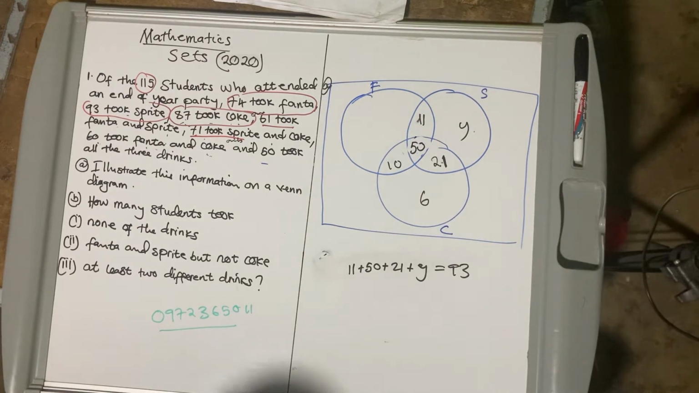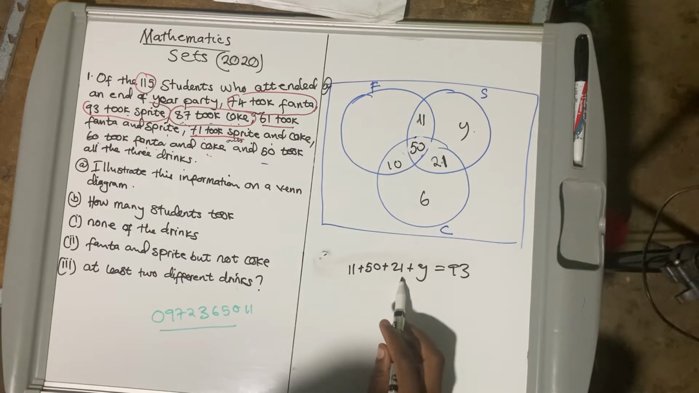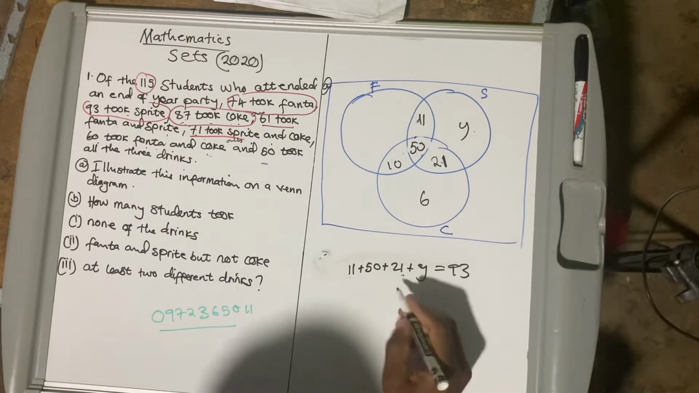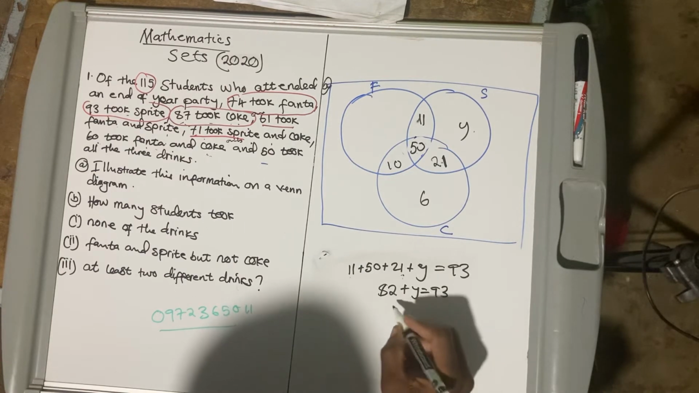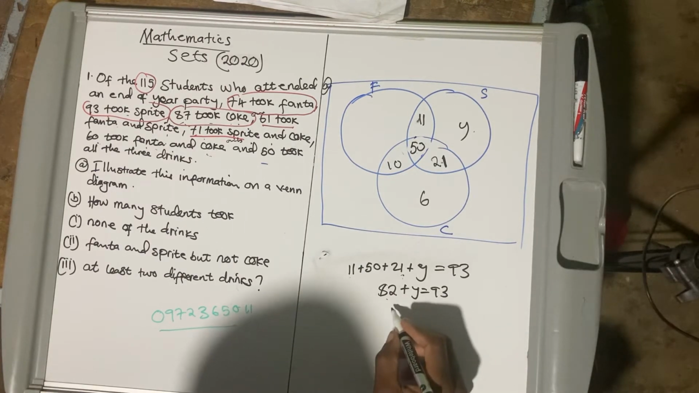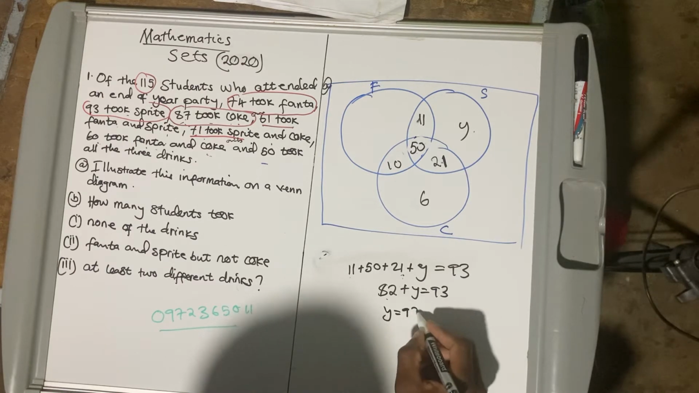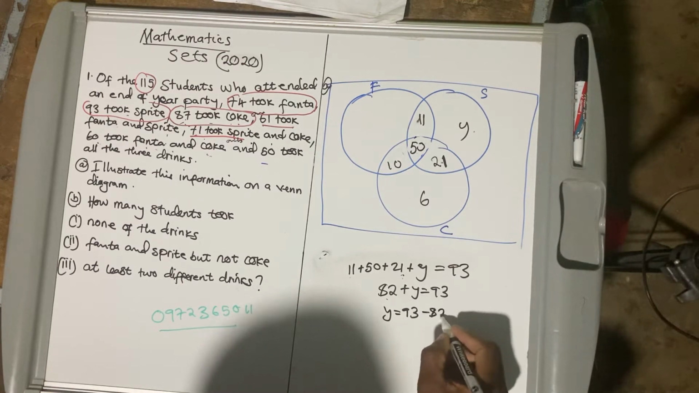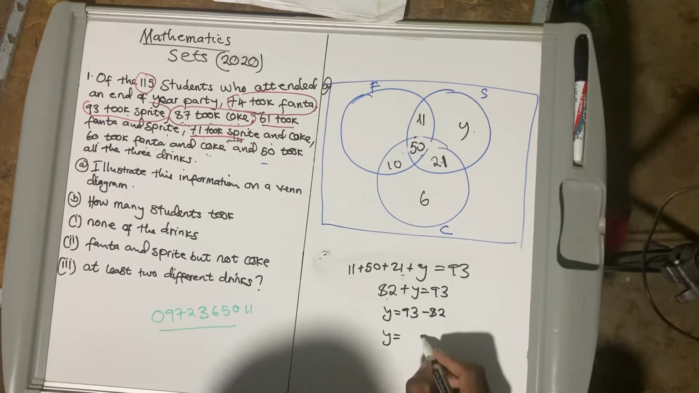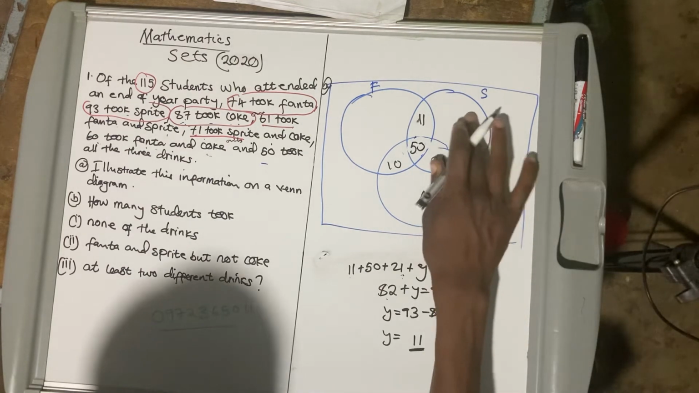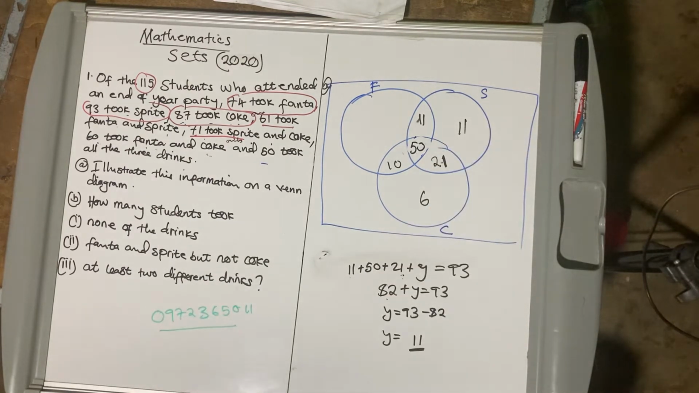So this is going to give us 32. 32 plus this, we're going to get 82. So we have 82 plus y is equal to 93. The 82 goes that side. y is equal to 93 minus 82, which gives us y is equal to 11.